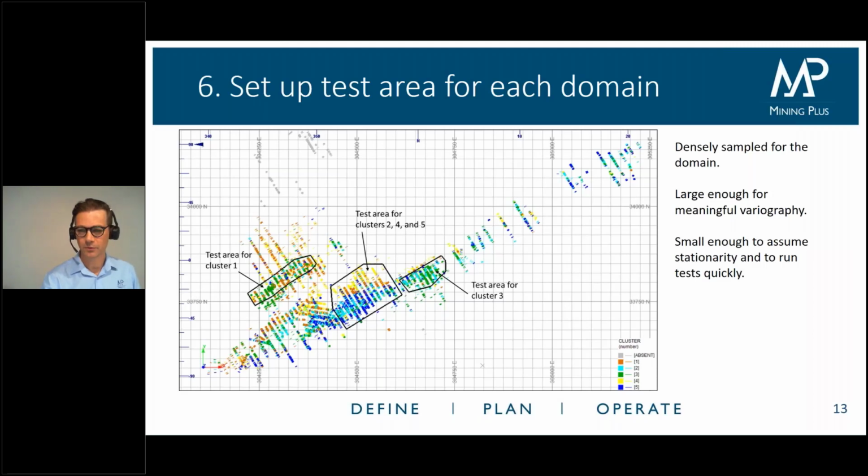So of the 5 different clusters, you can see that we've chosen different test areas based on the amount of sampling that was available for each of those clusters.